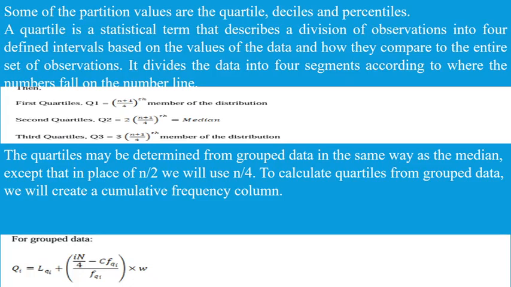The quartile may be determined from grouped data in the same way as the median, except that in place of n over 2, we will use n over 4. To calculate quartile from grouped data, we create a cumulative frequency column. If you look at this formula, you see that it is similar to the one we used when calculating median for grouped data in our previous unit, study section 2 unit 1. The difference is that instead of n over 2 in the median, here for quartile we use n over 4, and the others are the same.